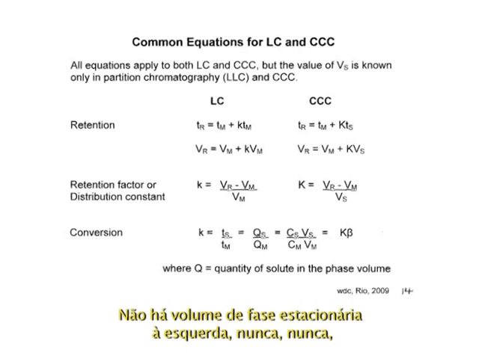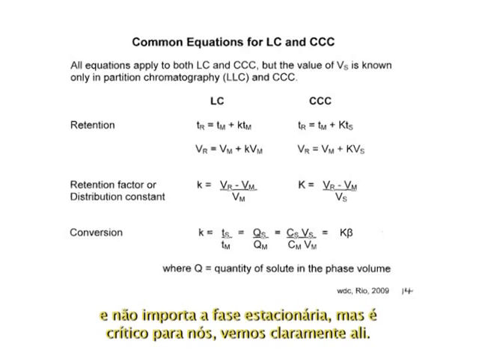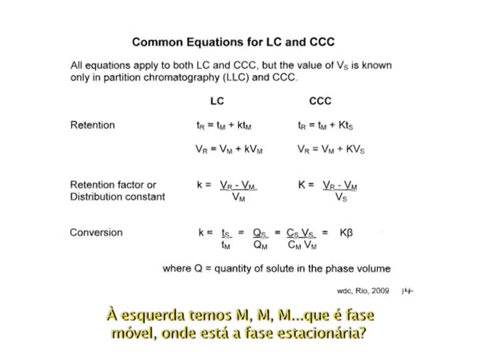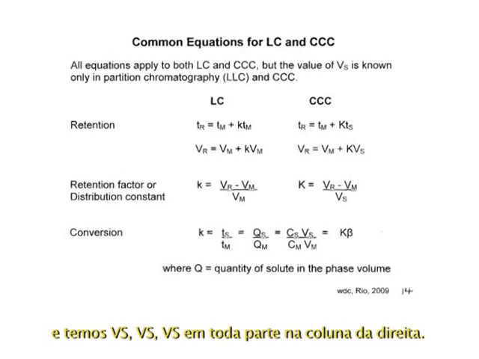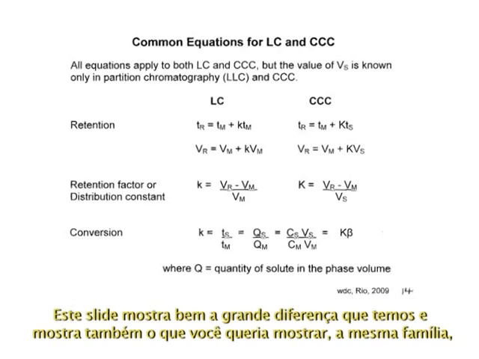No stationary phase volume on the left. Never. They don't care about the stationary phase, and it's critical for us, and we see it clearly there. On the left, you have M, which is mobile phase. Where's the stationary phase? We don't care, it's a constant, and they don't even know the volume of the stationary phase. And we do. We have VS everywhere on the right column. So this slide shows very well the big difference we have. It shows also that it's the same family.